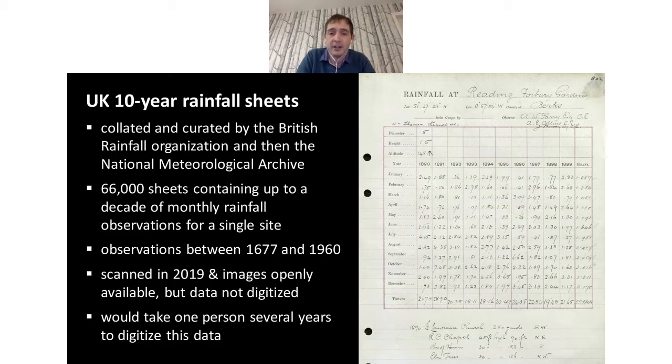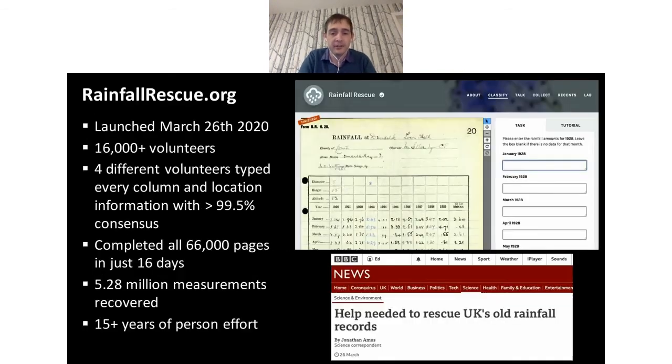And some of the handwriting, this particular example isn't too bad, but some of the examples from other sheets are pretty bad. And you need to have quite a lot of experience of reading handwriting to interpret some of the numbers. And so it's certainly not something a computer can do by themselves. So it would take one person many years to transcribe all 66,000 sheets. There just isn't the resources to do that. So how do we go about rescuing this data to be able to map out past variations in rainfall with far greater precision? And again, we turn to our volunteers.